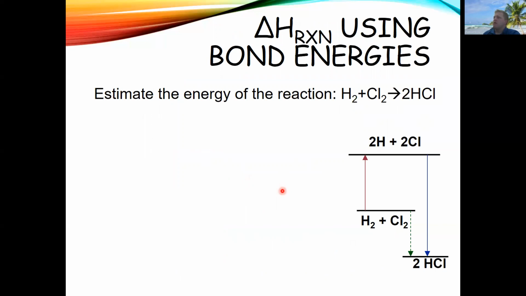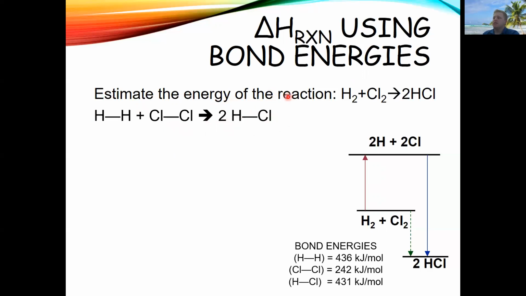So let's give it a little bit of practice, and let's estimate the energy of this reaction. Okay, we have hydrogen, or H2 plus Cl2 going to 2HCl. So in this, we'll be breaking 1 mole of hydrogen-hydrogen bonds, breaking 1 mole of chlorine-chlorine bonds, and forming 2 moles of HCl bonds. So of course, we need to look up the energies of all of these bonds in a table. The hydrogen-hydrogen bond has an energy of 436 kilojoules per mole. Chlorine and chlorine has an energy of 242 kilojoules per mole. And HCl has an energy of 431 kilojoules per mole.